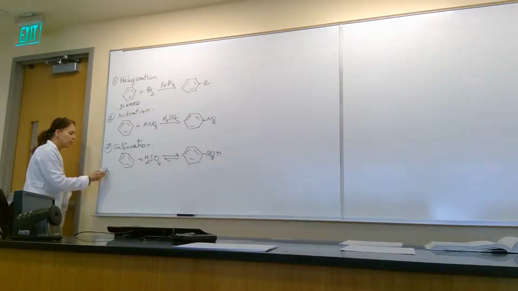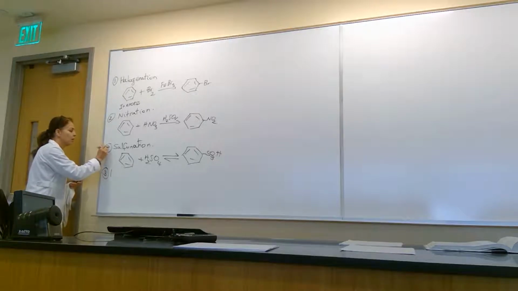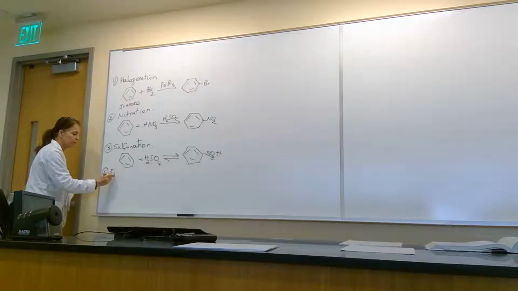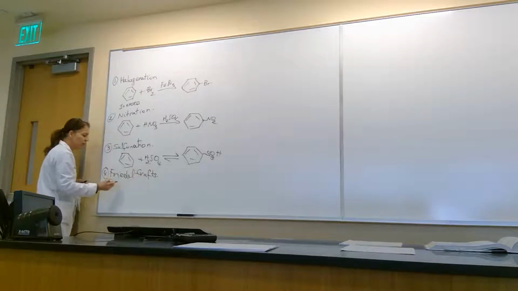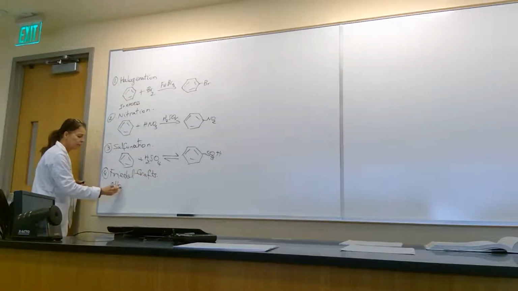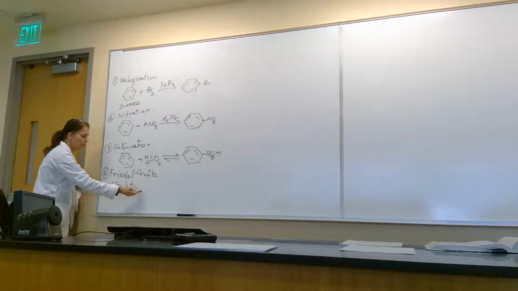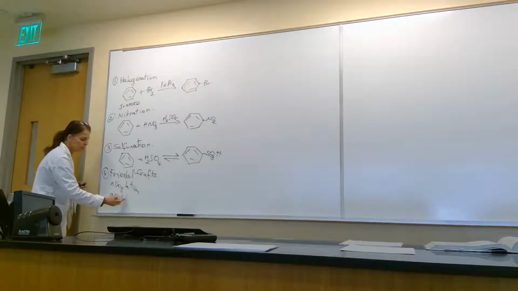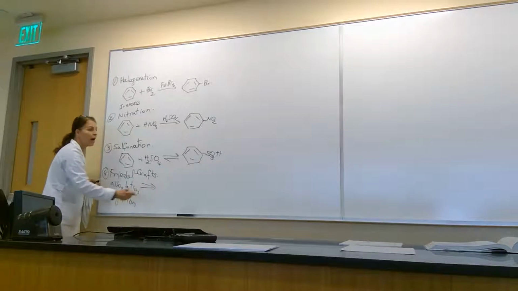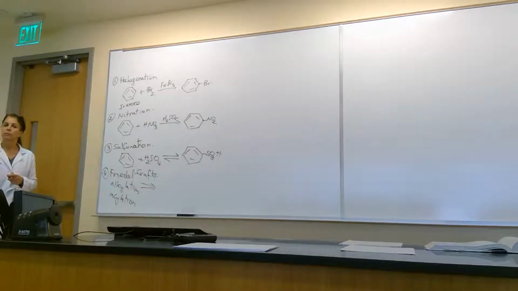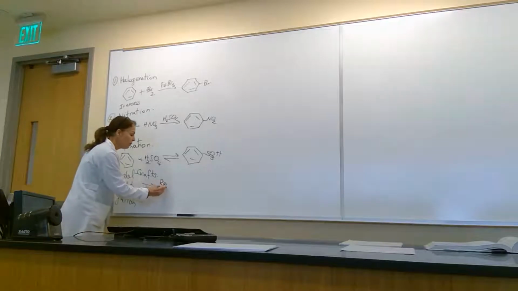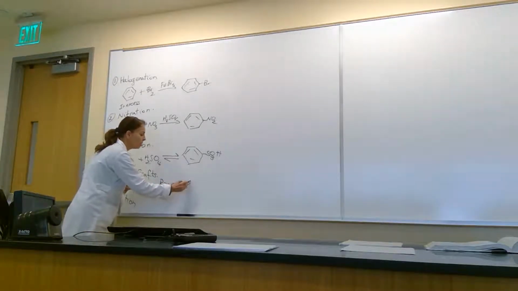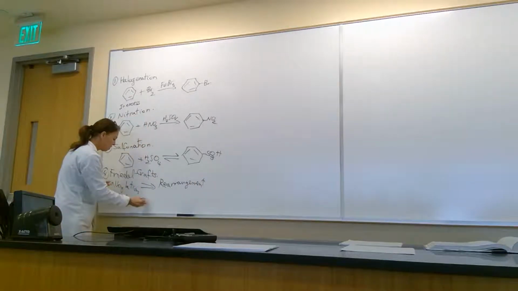And the last one was Friedel-Crafts. And this one, you have alkylation and acylation. So what's the problem with the alkylation? It always rearranges. Rearrangement. So here you're always going to have a rearrangement, which is not a good thing. And what's the problem with acylation?